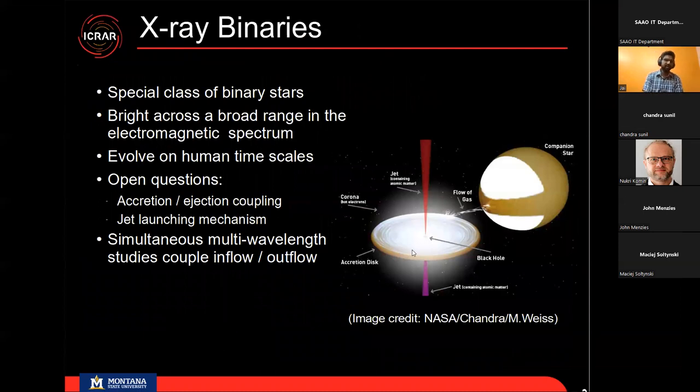So XRay binaries are a special class of binary stars where a normal star, I will call it a normal star, I will define the definitions further. That star could be of one solar mass or 10 solar masses, and depending on that, we can differentiate our XRay binaries. So here I am just saying that a normal star is revolving around a compact object that could be a black hole or a neutron star. And the compact object is pulling matter from the normal star.